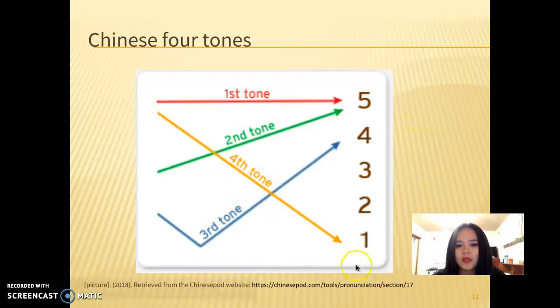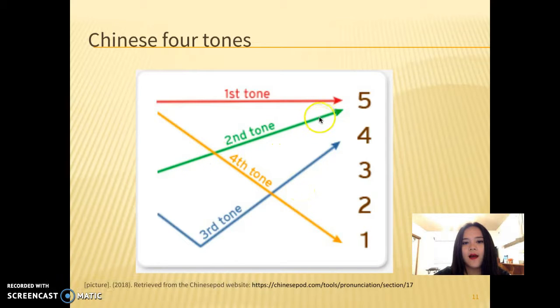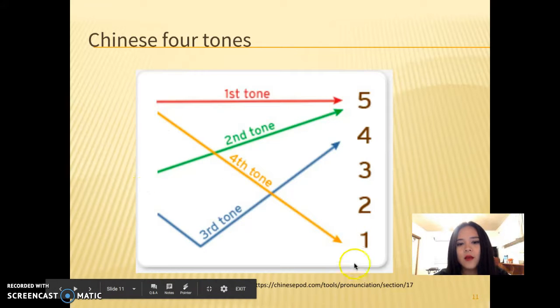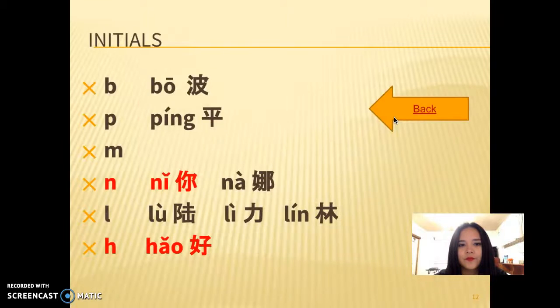I will demonstrate. First tone is ā, second tone is á, a little bit high. First tone is highest. Second tone goes from low to up, climbing. Third tone curves. First tone ā. Ā means cut something. Here I didn't write the zero tone. Zero tone is a, very light.